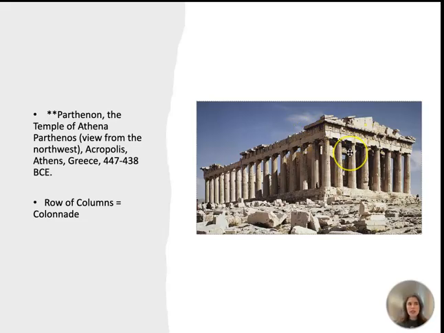Inside this temple was a gold and ivory sculpture of Athena. It no longer survives, but it was said to have been quite beautiful. In any case, you wanted it to stand. You have a row of columns here. The term here is colonnade. And in this particular case, we have 8 columns on the front and 17 along the side, which was larger than other temples at the time.